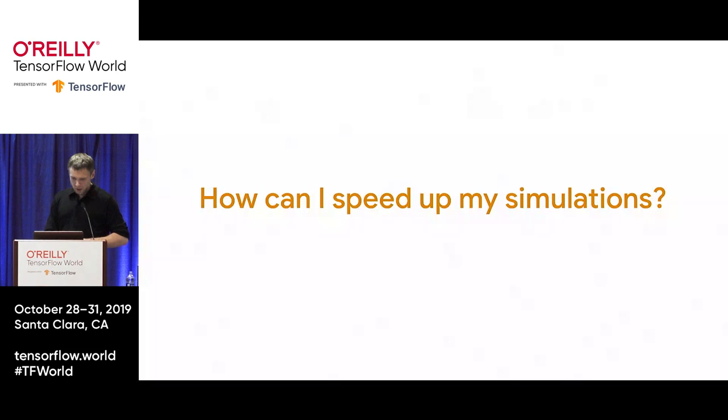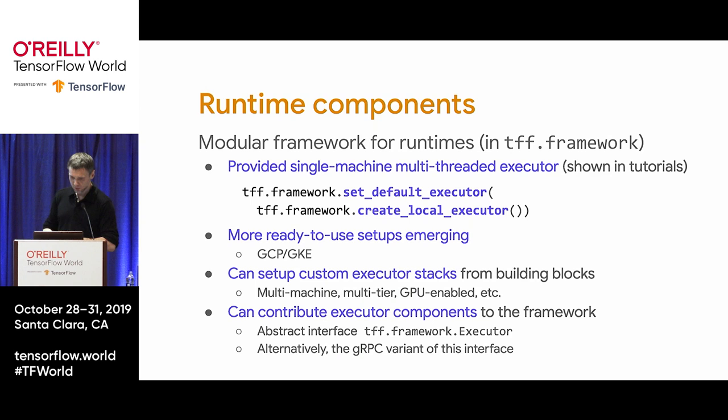So by default, when you just invoke computations like functions as I've shown, it all just runs on your machine in your process. There are various ways to speed it up. We provide a whole framework for constructing simulation runtimes. There is one ready-to-use solution if you want to run multi-threaded simulations. In this snippet of code that I'm showing here, with one line you create a local executor that has multiple threads in it and then make it the default, and then whatever you type will run in that.